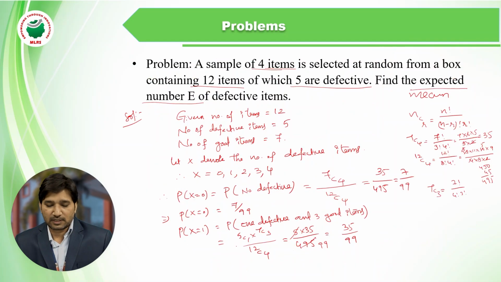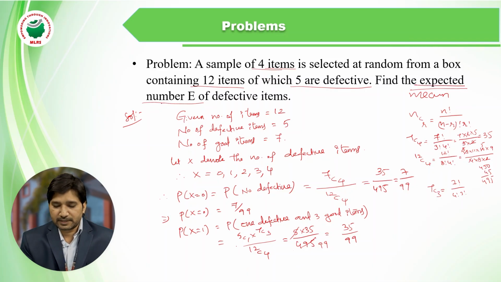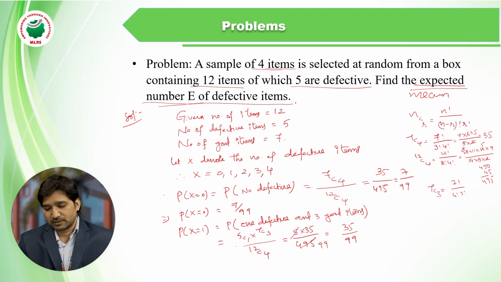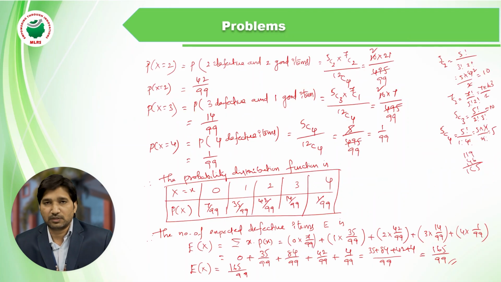So here we can solve: out of 12 items of which 5 are defective, 4 items are selected. Find the expected number of defective items. After solving this one, we get the probability distribution table and you can easily find the expectation of the given problem. The expectation is 165 by 99. Okay, we can solve this problem.